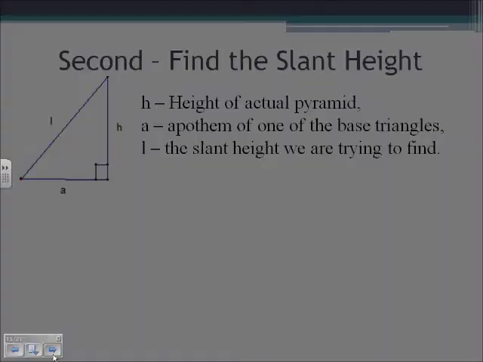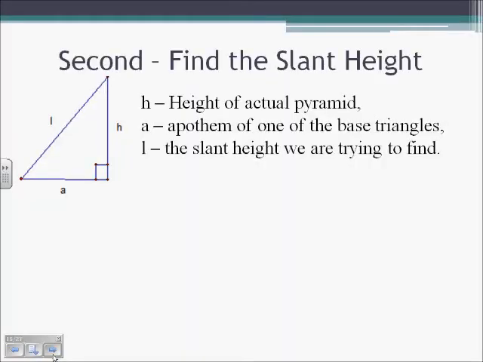Multiply that all out. Our area, or we'll leave it and we'll multiply it at the end so we don't have rounding error. The next step we need to find is the slant height. Our slant height is created by the triangle you see here. That h is our actual height of the pyramid. That's to the center of the base.